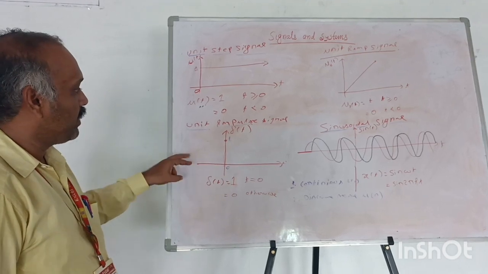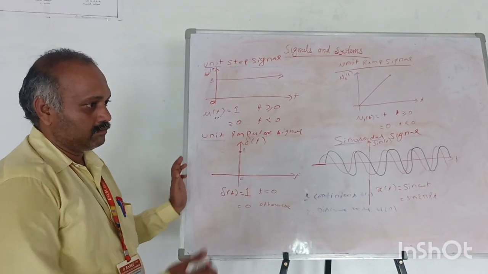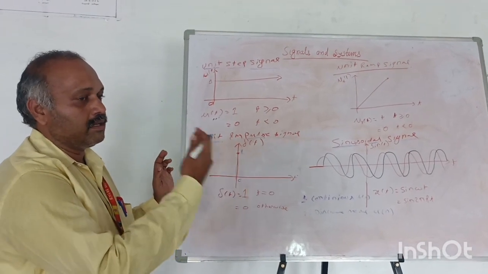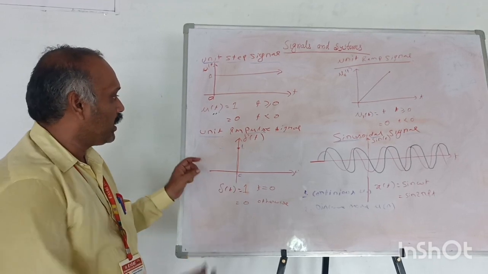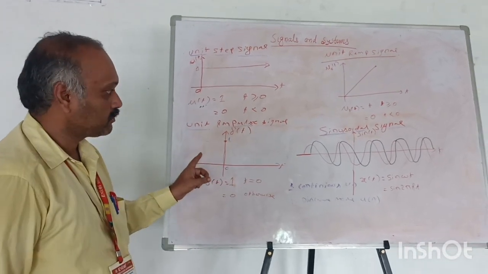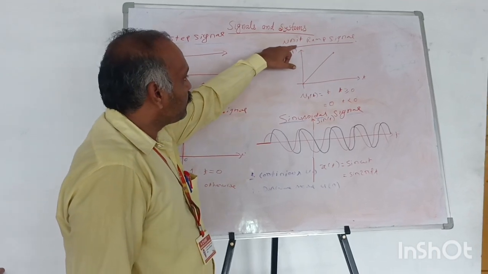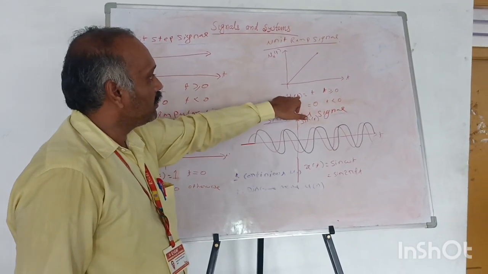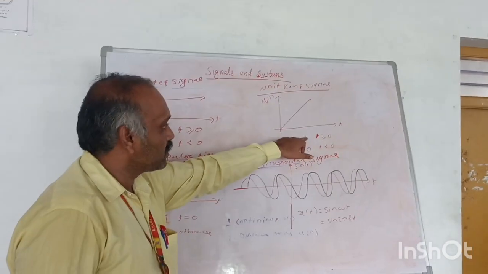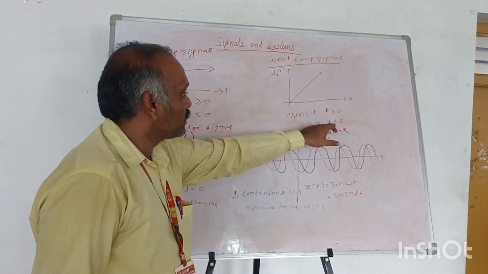This is also used as a basic test signal, and using mathematical equations or formulas, we can build a unit impulse train also. And the next signal is u_r of t, what we call the unit ramp signal. The output is t when t is greater than 0, and it is 0 for t less than 0.